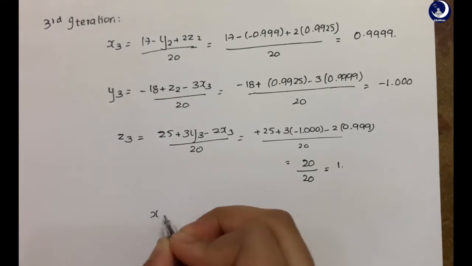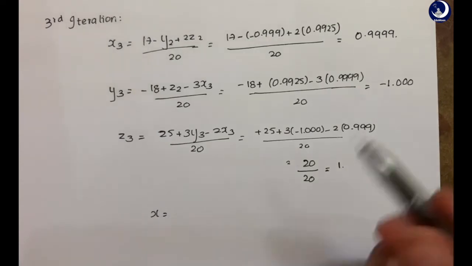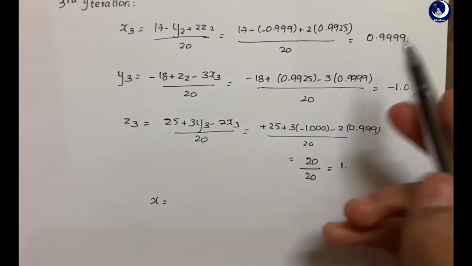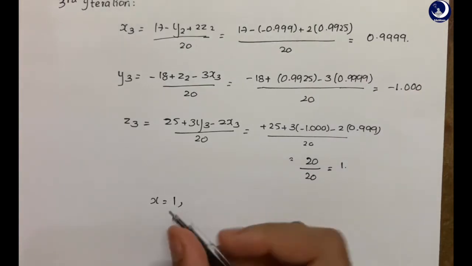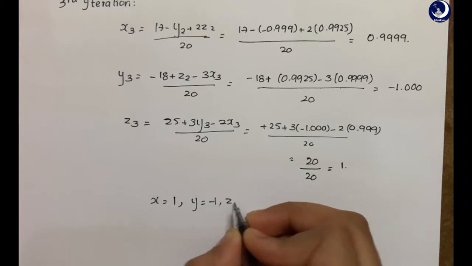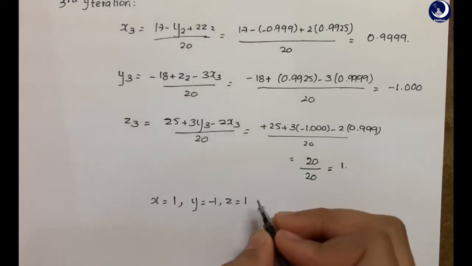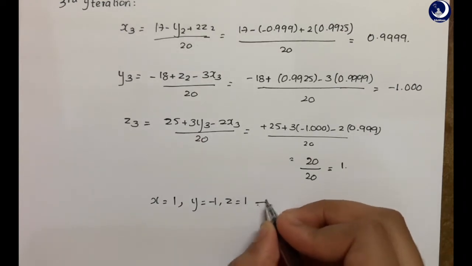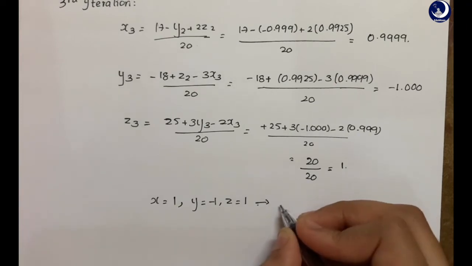So x equal to 0.99 is nearly equal to 1. So let's take x equal to 1 and y equal to minus 1 and z equal to 1. This is the set of solution for the given equations.